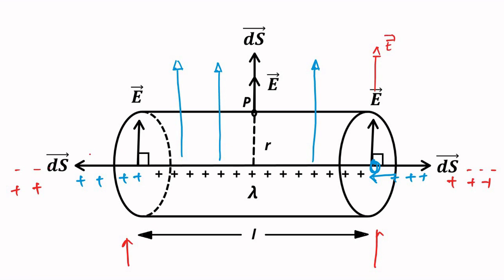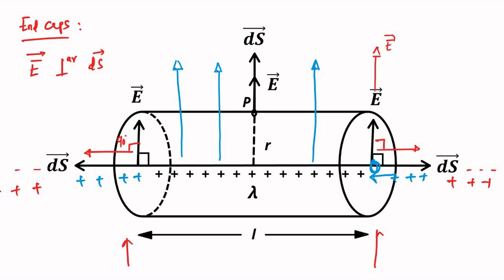But for these two cross sections, the area vector is directed in a mutually perpendicular direction. dS vector, and here also dS vector, like this, mutually perpendicular. For the end caps, the electric field vector is perpendicular to the area vector.